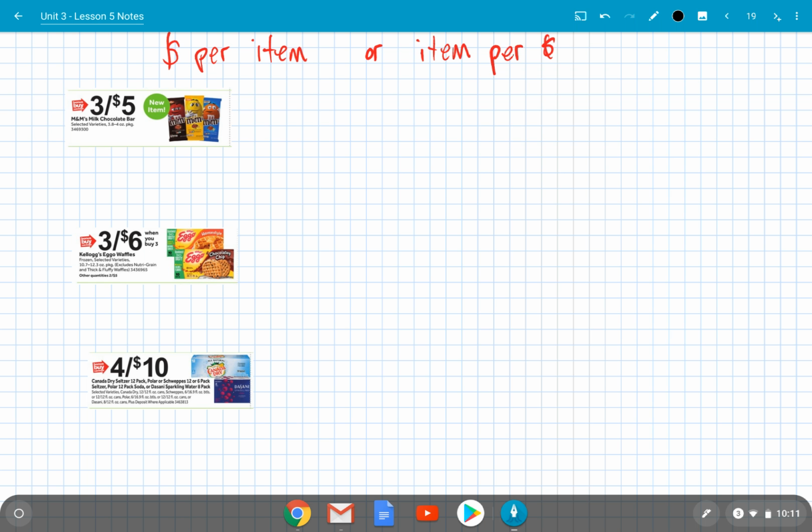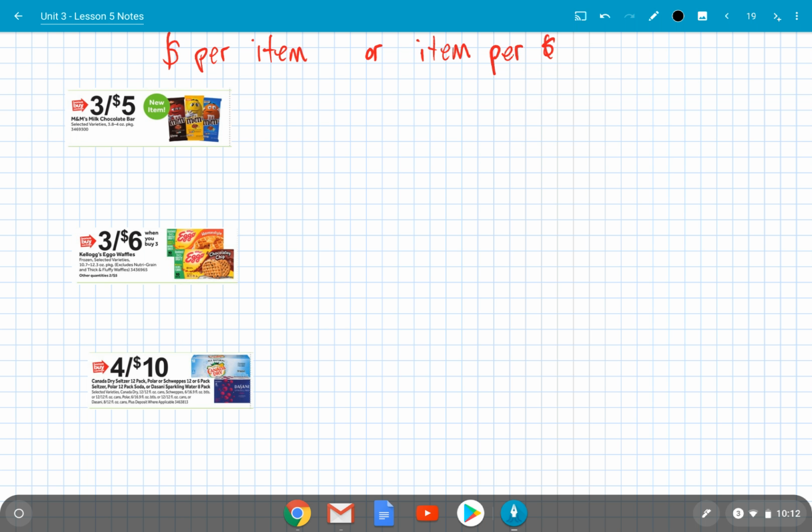One of the things that we're trying to figure out is which way to set up a proportion makes the most sense. So I found 3 different ads on the Stop and Shop ad. One is for M&Ms, so it's 3 for $5. Waffles were 3 for $6, and one was 4 for $10. That was for soda or for water. And we're trying to figure out if we want to know dollars per item or items per dollar. So we're trying to figure out which way makes more sense.